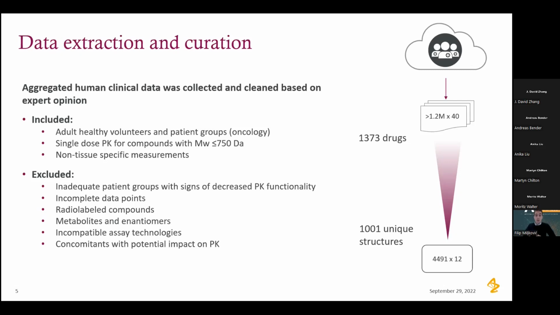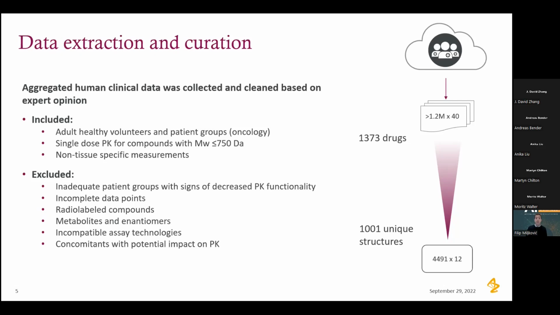So together with the experts in the field, we have put a particular focus on including adult healthy volunteers, but also certain patient groups where we have compounds developed for these indications. These are primarily the oncological patients. We focused our studies on the single dose PK for small molecules and also on non-tissue specific measurements. What we have excluded were the inadequate patient groups. So these were the patient groups that had signs of decreased PK functionality, such as liver cirrhosis, renal dysfunction, etc.